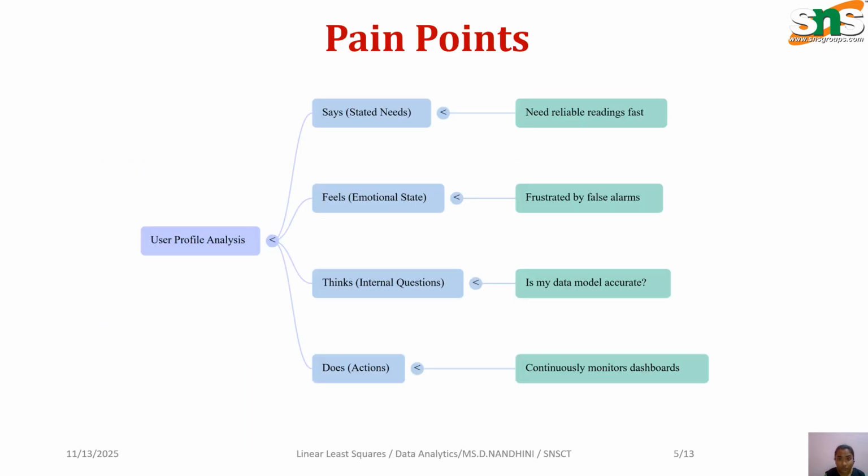Next one is what are the pain points we are facing here. First, how we use this profile analysis. To that we have something like how this is stated, how it feels, how we think, how it can be done. In the says, he needs to realize the reading fast. Next one, feels: how frustrated he is when the alarm fails. What he thinks is whether any data model is accurate or not. Next one is whether this continuously monitors the dashboards. These we are going to see here.